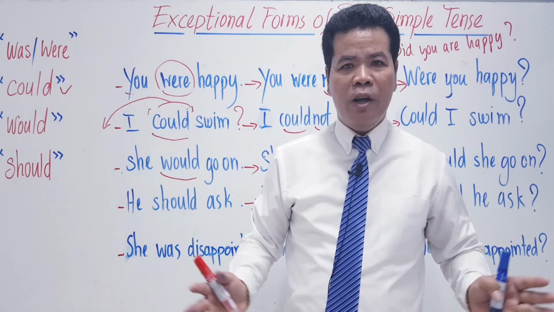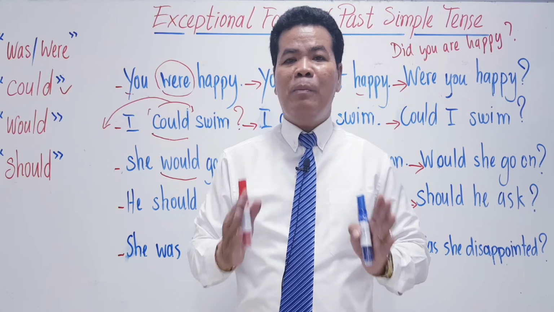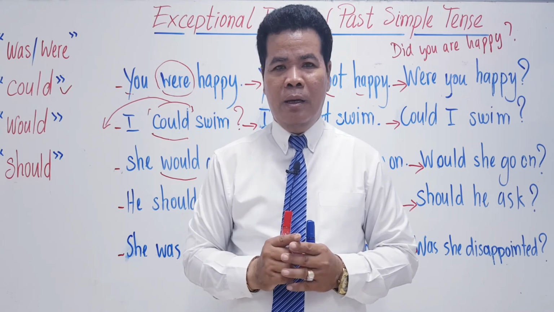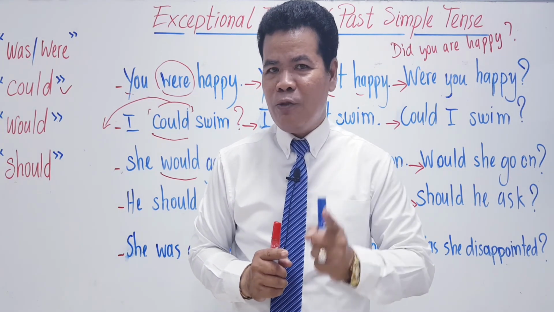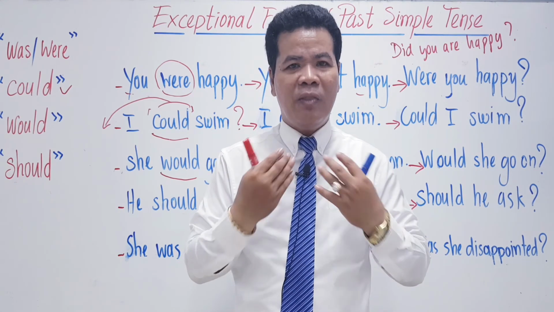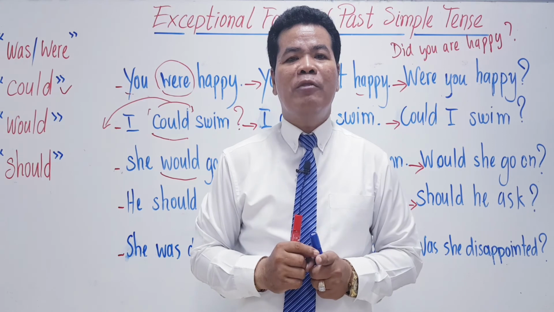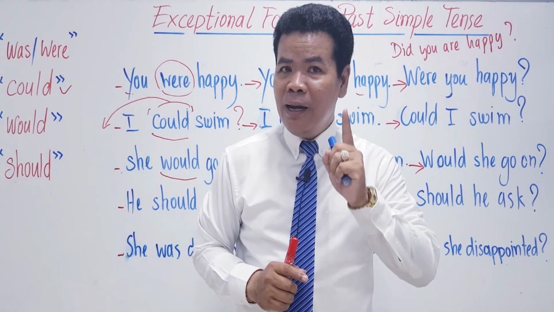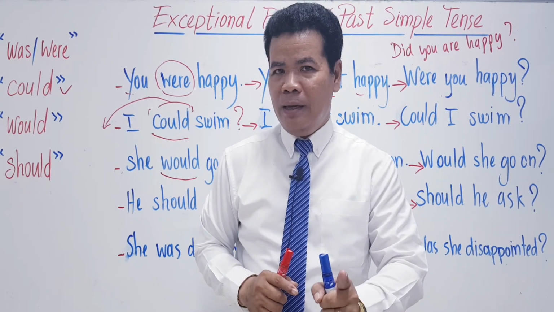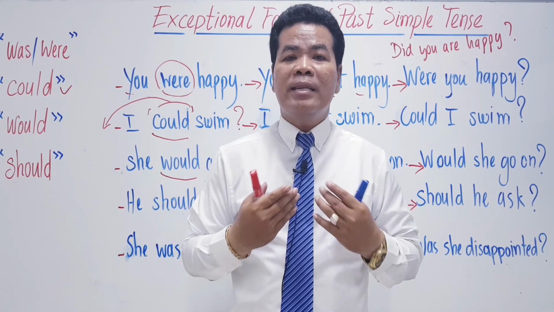I hope all of you are clear about making the form of the past simple tense, both normal forms and exceptional forms. According to my opinion, I think you no longer confuse how to make the form of the past simple tense, after learning the exceptional form with me, and also after learning the normal form with me. Okay? So now, that's all from the lesson today.